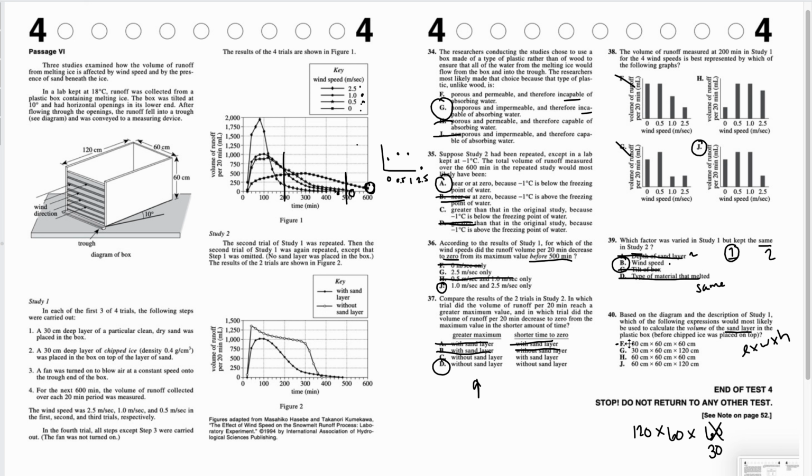Well, it's definitely not F. That doesn't have the 120. G is 30, 60, 120. That one should be the correct answer. H is 60, 60, 60. That's definitely not right. And then J has that 60 in there. So that's the trap, because that is the volume of the box. We want the sand layer. So 40 is in fact G.